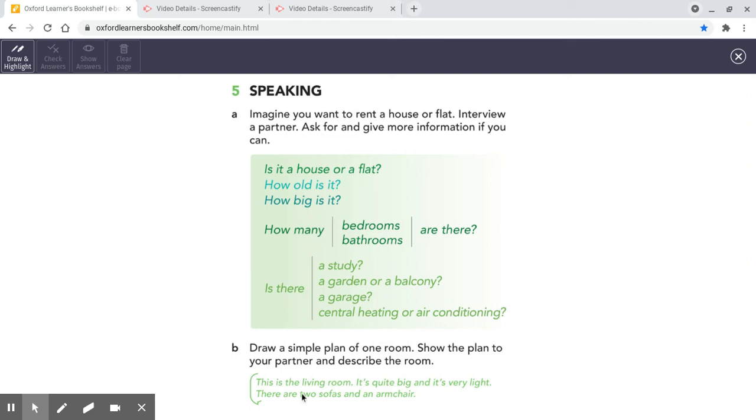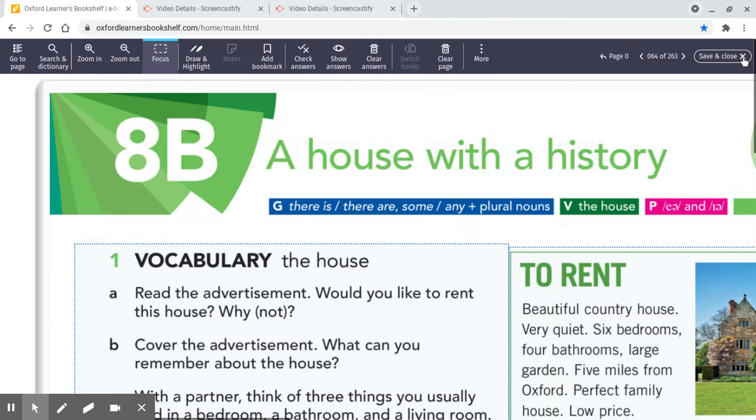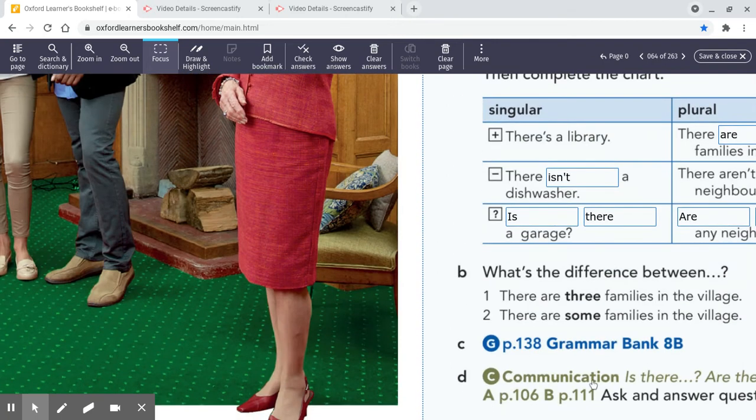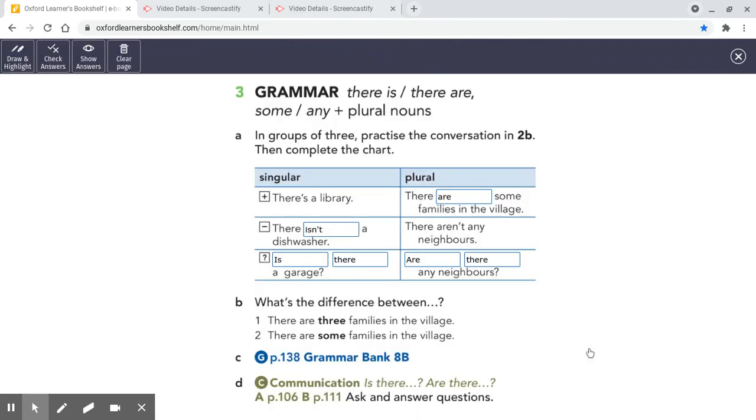And then you can describe a room. This is the living room. It's quite big and it's very light. There are 2 sofas and an armchair. Please have a go at learning as much vocabulary for this as you can. It's very, very useful. There's a lot in the back of the book, but unfortunately, we need to go through the grammar. Page 138. Okay.